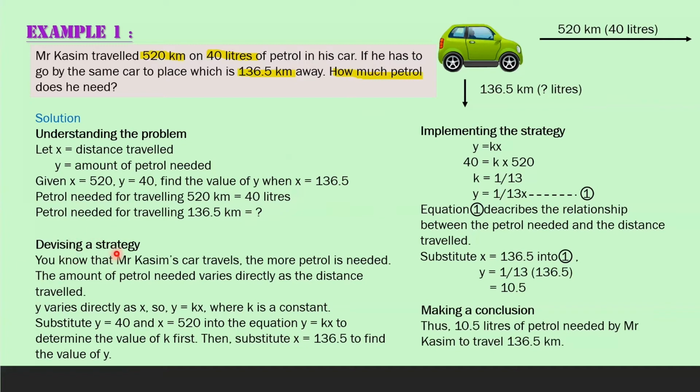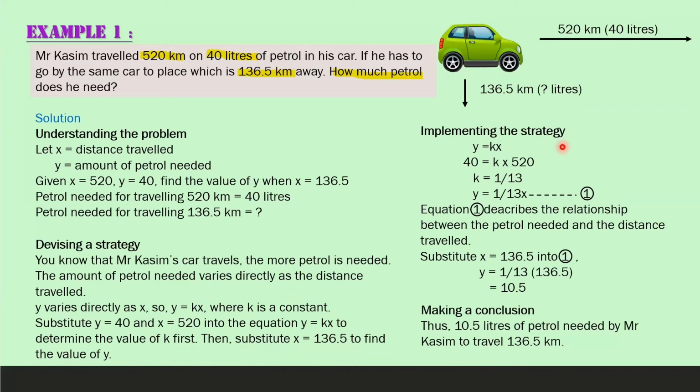After that, devising a strategy. You know that the more Mr. Qasim's car travels, the more petrol is needed. The amount of petrol needed varies directly as the distance traveled. y varies directly as x. So y equal to kx, where k is a constant. Substitute y equal to 40 and x equal to 520 into the equation y equal to kx to determine the value of k first. Then substitute x equal to 136.5 to find the value of y.